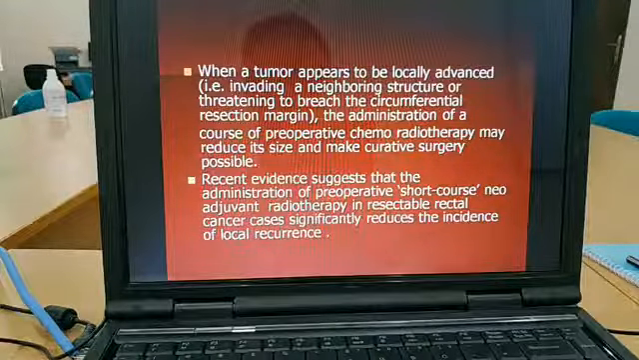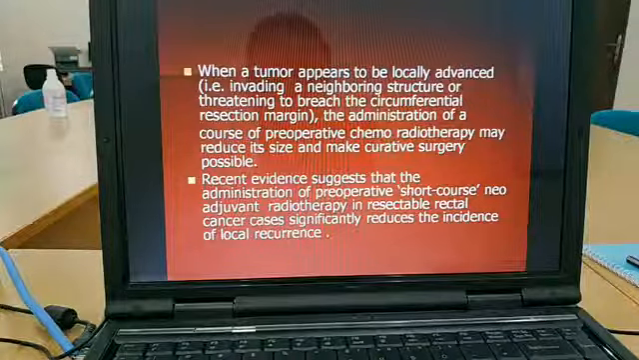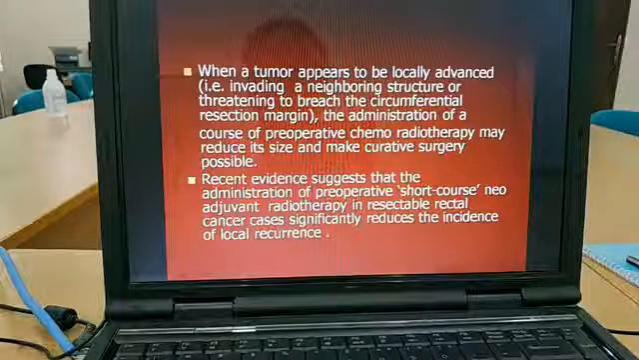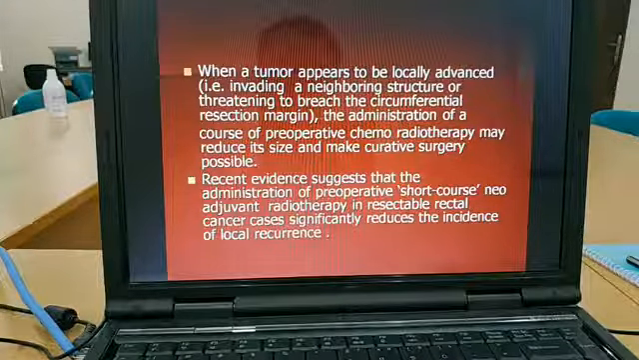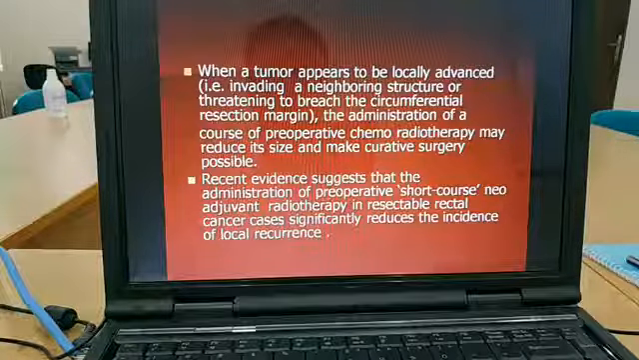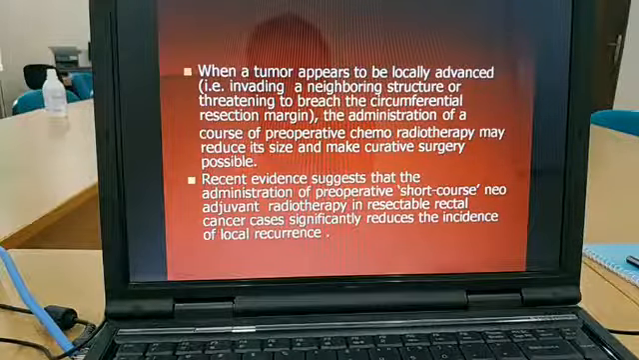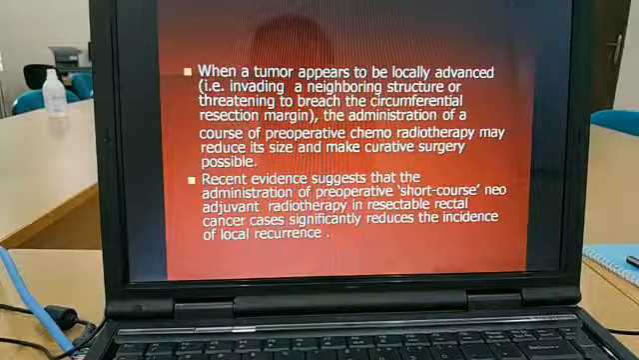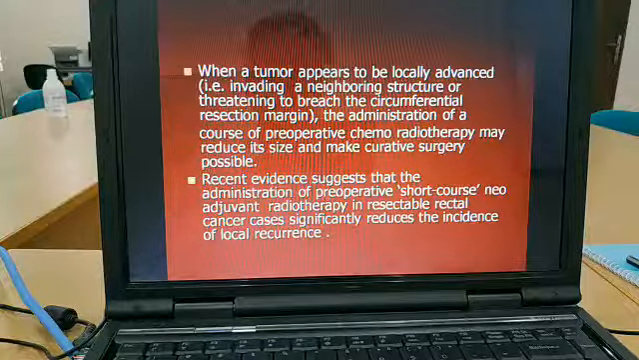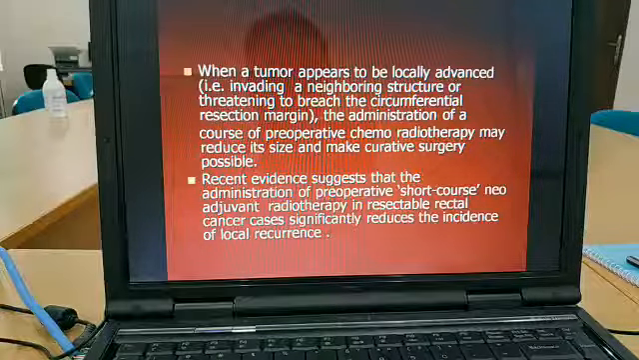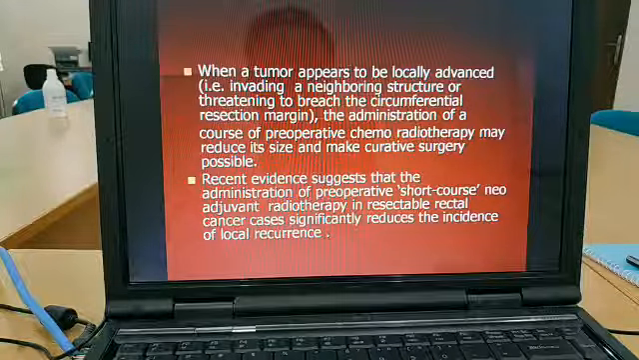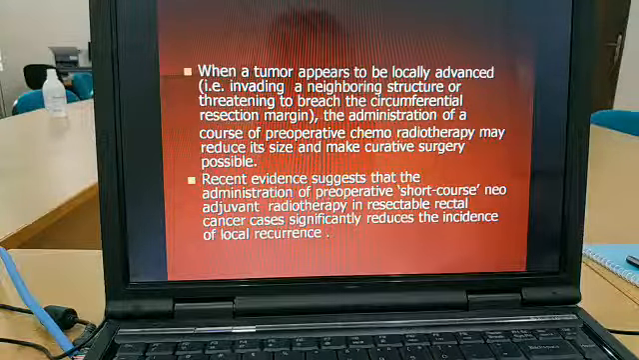It is seen often 6 months after surgery or 1 year after surgery, the patient develops local recurrence, that is in the tumor bed, in the mesorectum. So that is a very, very important complication of the surgery. After doing the surgery, the patient may come to you with local recurrence. Here evidence suggests that if you give preoperative, that is neoadjuvant short course radiotherapy, it reduces the incidence of the local recurrence.